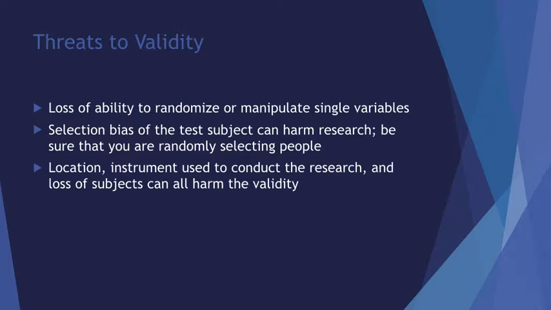The last thing that we need to look at is that location, the instrument used to conduct the research, and the loss of subjects can all harm validity. And here we need to talk about things like control and what procedures we need to have in place to ensure that we take whatever's inequitable and make it equitable. So in the next few slides, we're going to talk about things like matching, comparing homogeneous groups, and analysis of covariance.